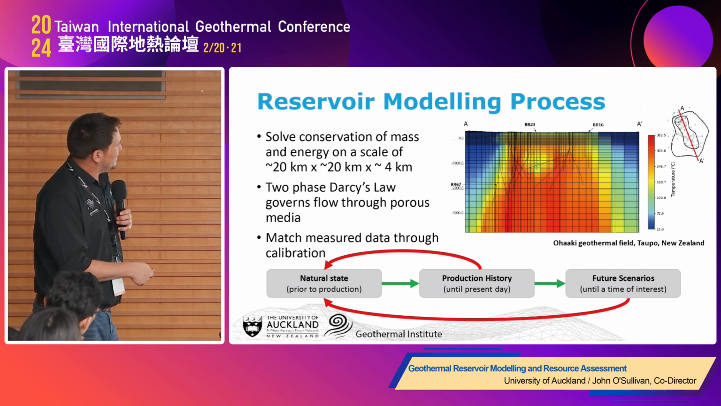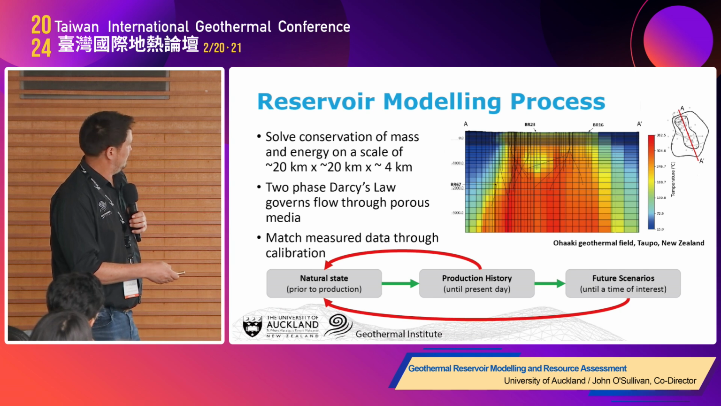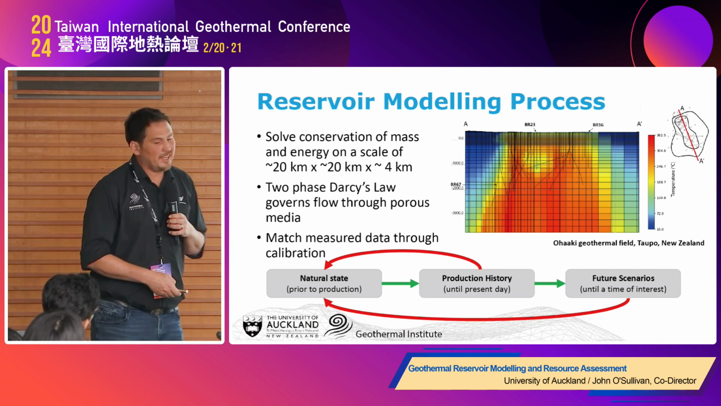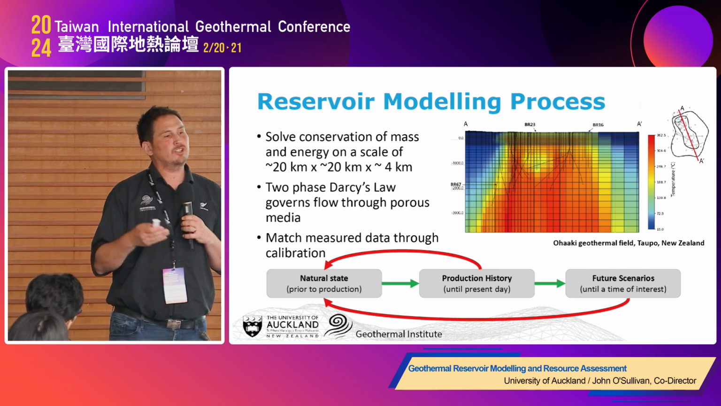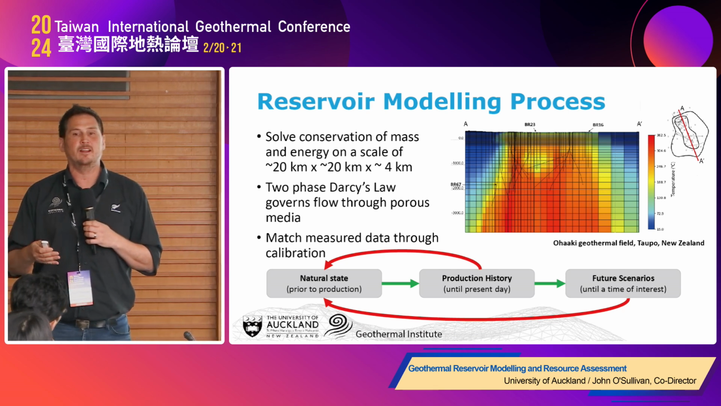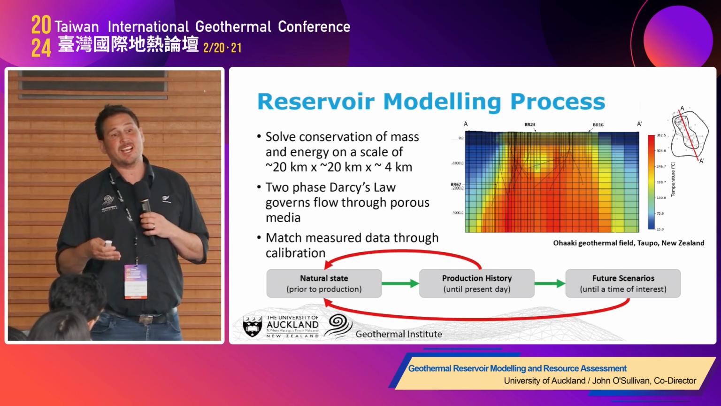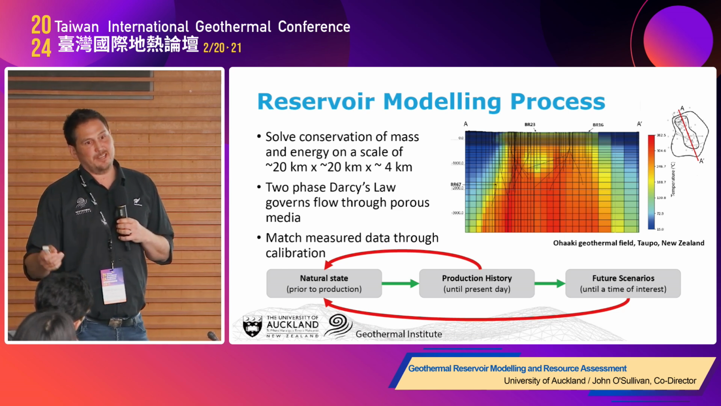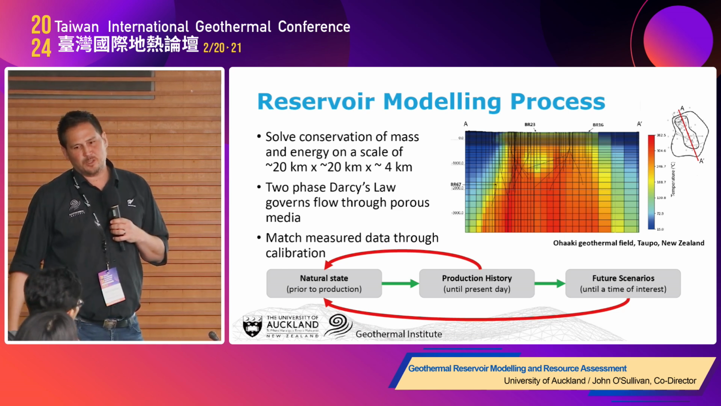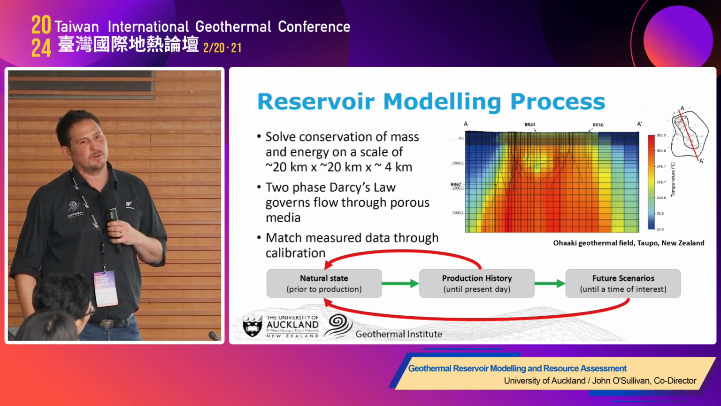And so as I said, there's the natural state. There's a natural state which is what we think the geothermal system was doing before people started changing things. So one thing that is definitely drilling production wells and producing. That will change a reservoir.